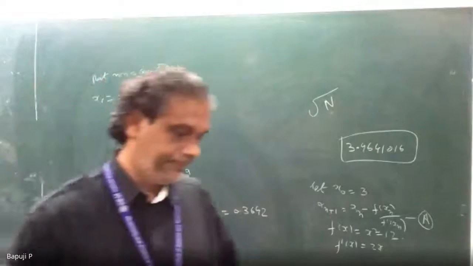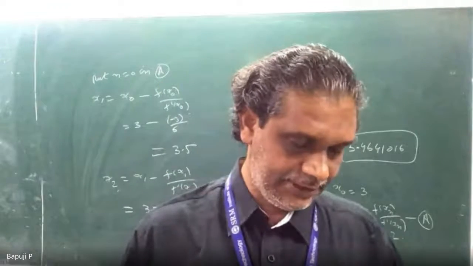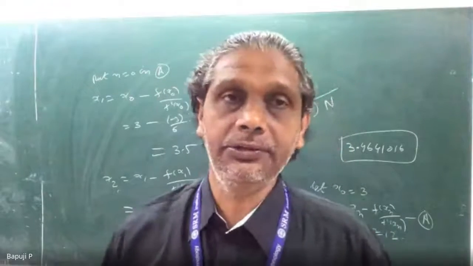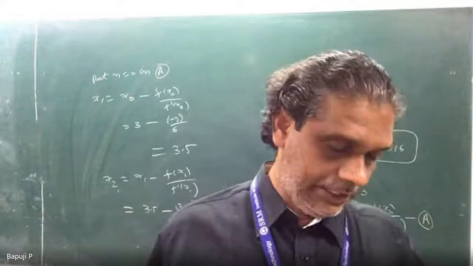Now again, you can go for x3. x3 is reaching, I think so. x3 and x4 give the same value. Then stop, you already know the value. 3.4641 is the correct answer.